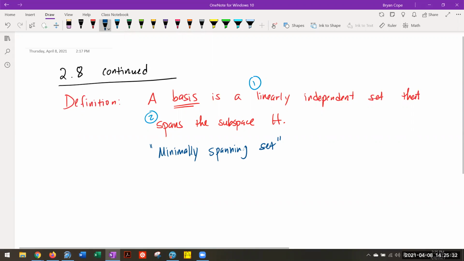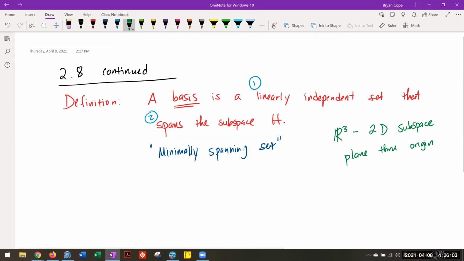So let's think about it in the easy spaces that we like to live in for our initial examples. Let's think about this in R3, okay? And let's think about a 2D subspace of R3. So you know that that means a plane through the origin. So a minimally spanning set for a plane through the origin is just any two linearly independent vectors that lie in that plane.